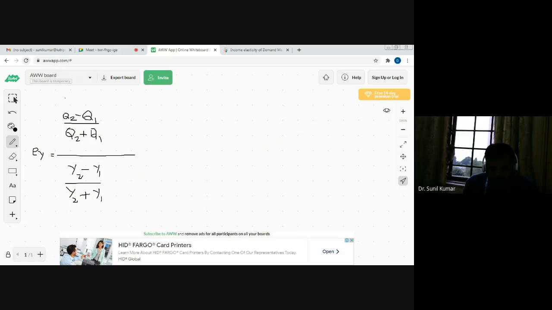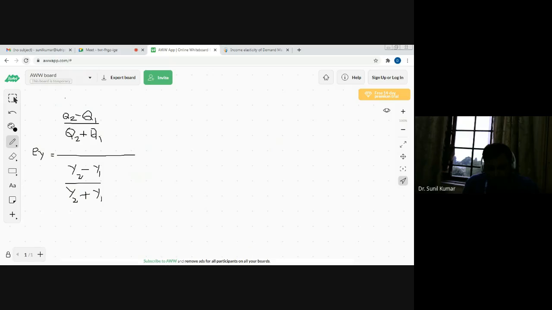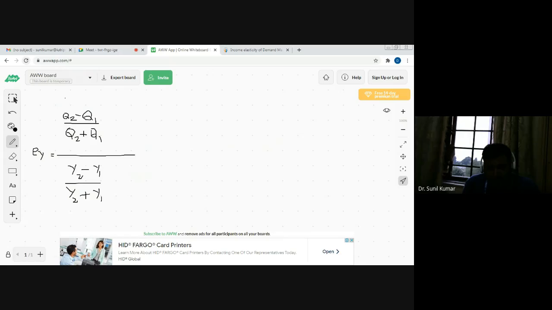Y1 stands for the income before the change. So this is known as the initial income. Y2 stands for the income after the change.